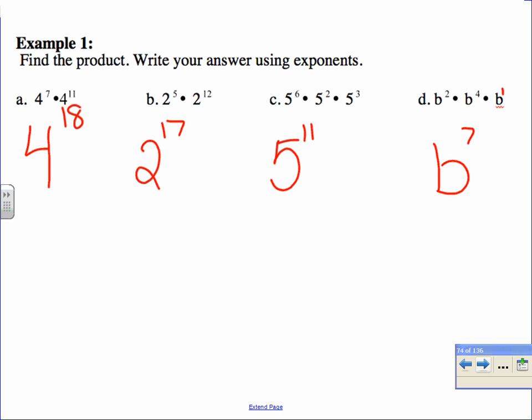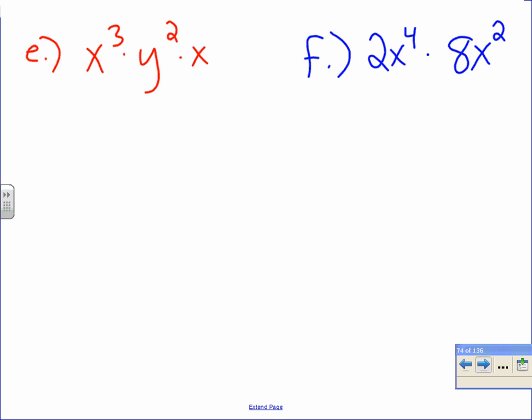Okay, hold on. I want to add 2 more harder problems. Questions on the easy ones? Okay, at the bottom of that page or wherever you have room, go ahead and add letter E. We're going to do it together though. Letter E is x to the 3rd, y to the 2nd times x.